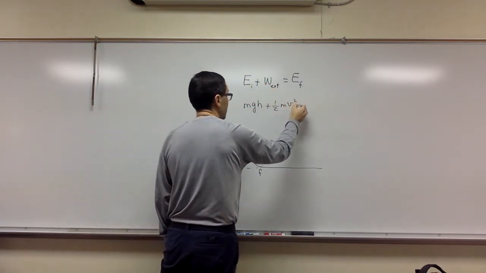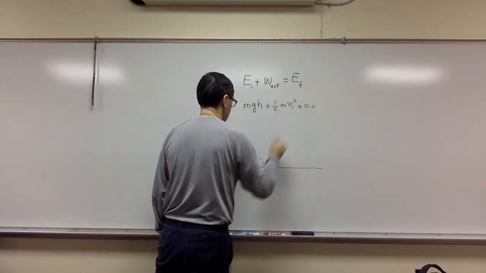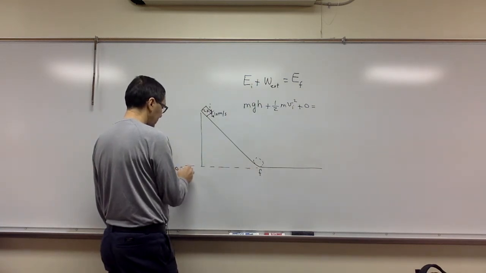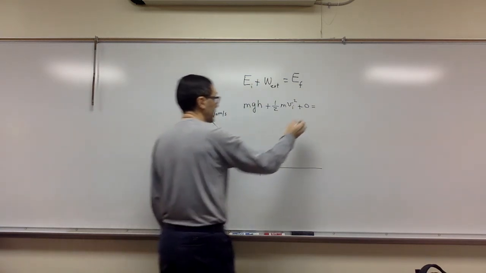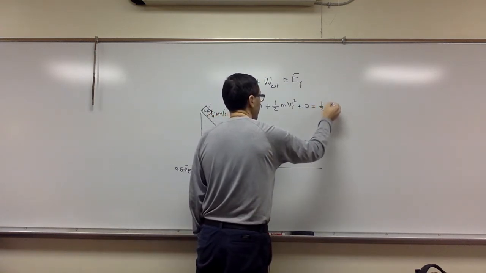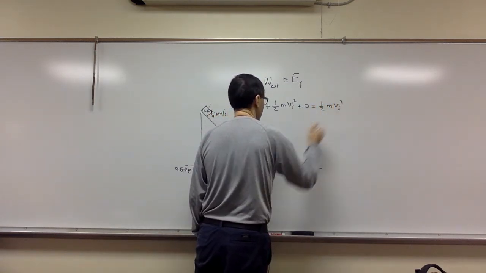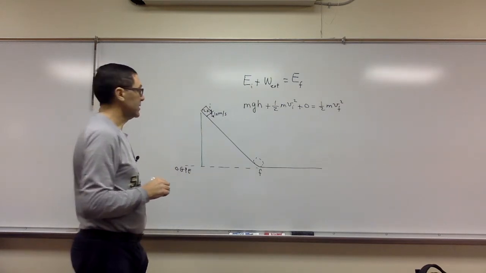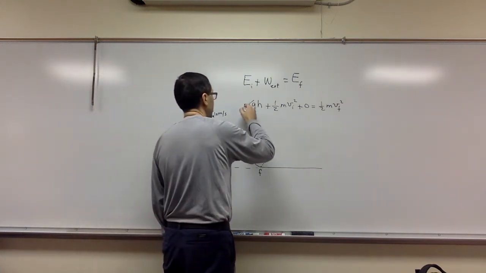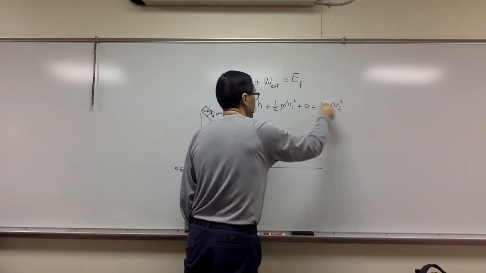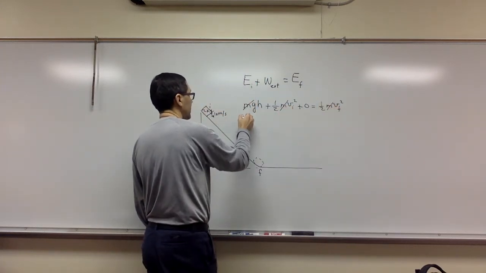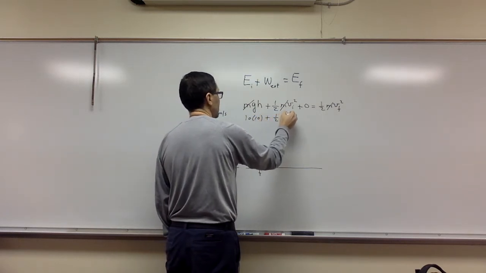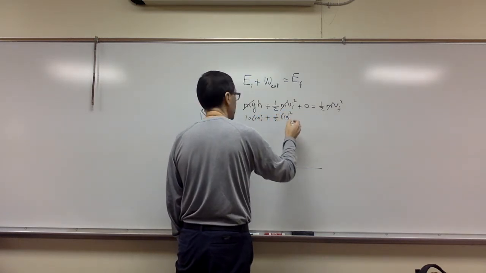equals, well, all the way down here, if I choose this as 0 gravitational potential energy, I only have kinetic energy, 1/2 m v final squared, final basically at the bottom. You can see that the mass crosses out here too, so we don't even have to bother with the mass because it exists in every term. So this is going to be 10 times 10 plus half of 10 squared. Too many 10s, right? Okay.